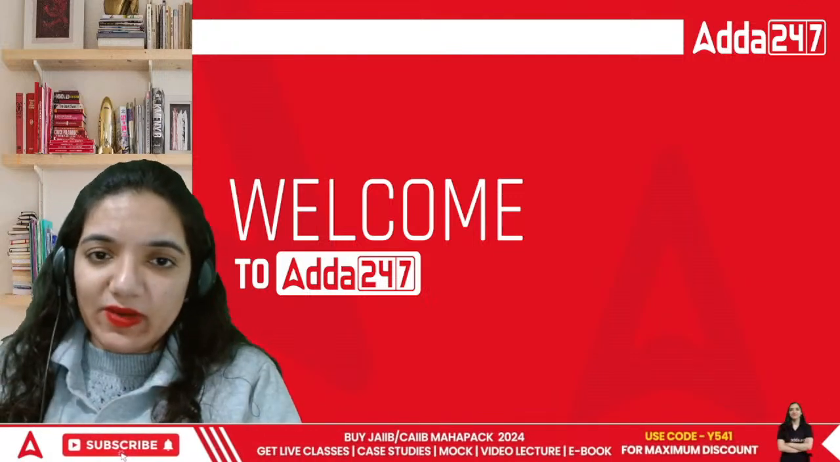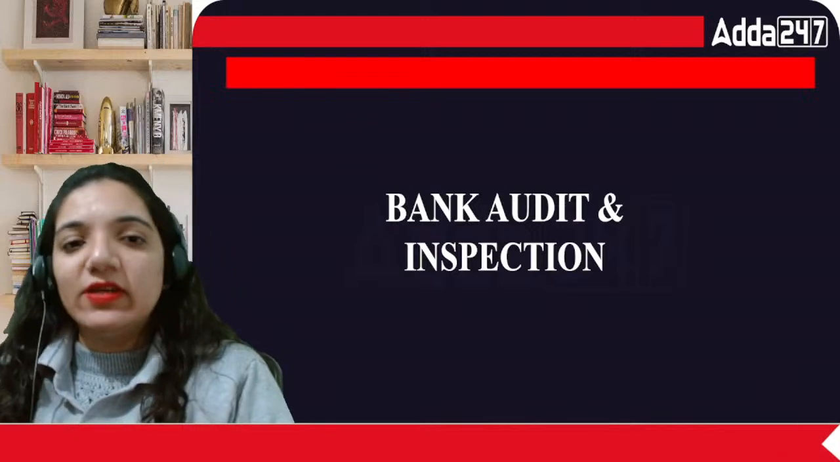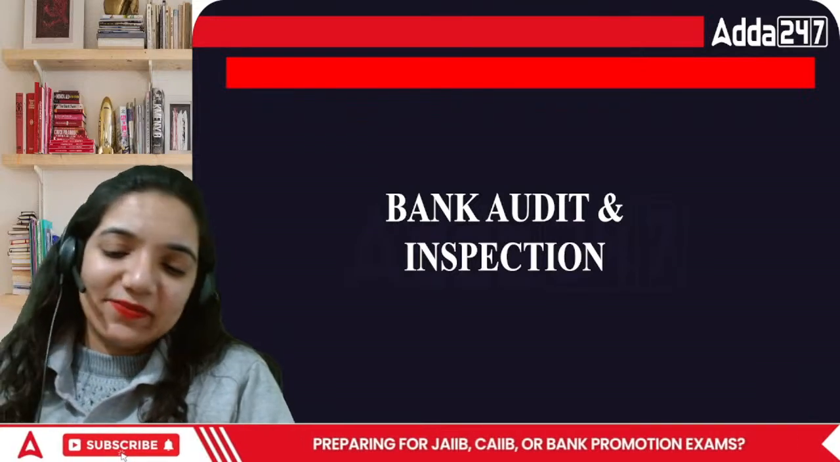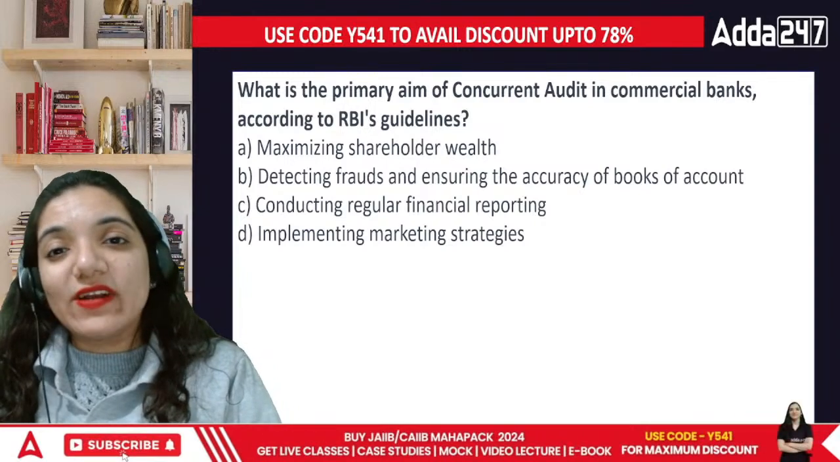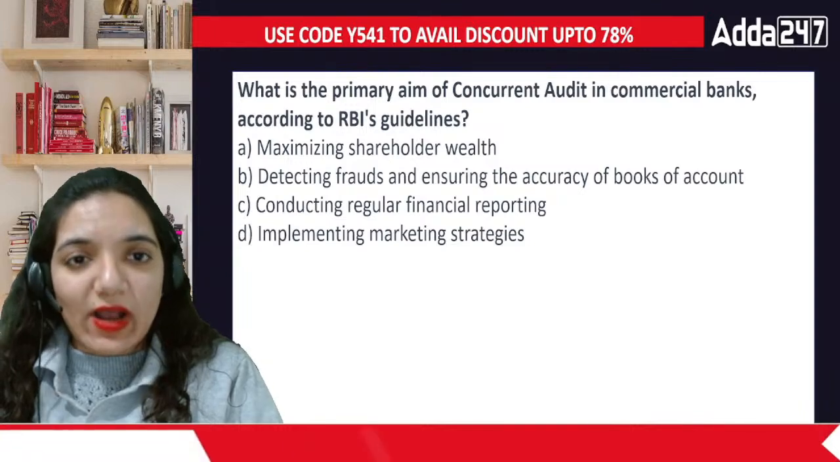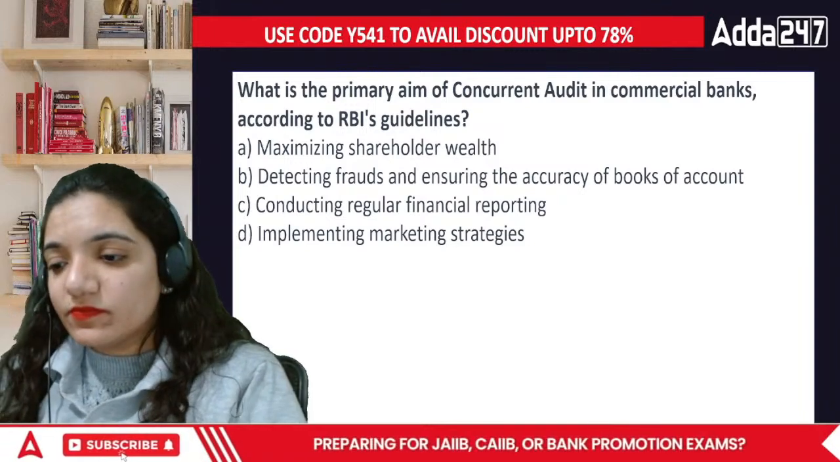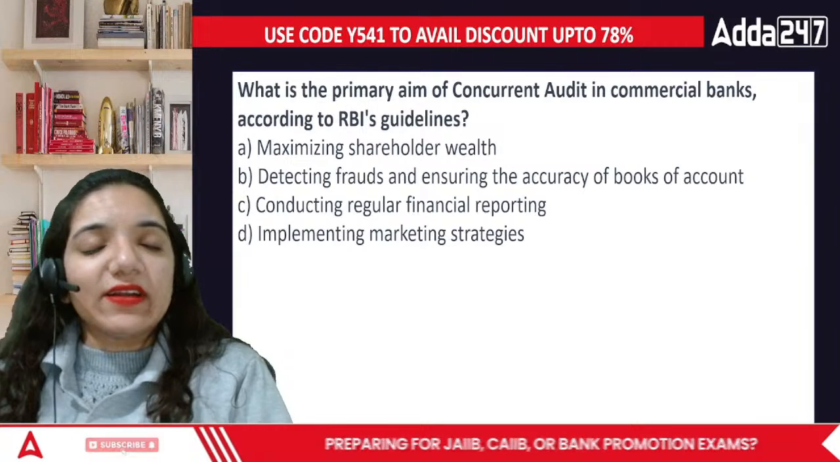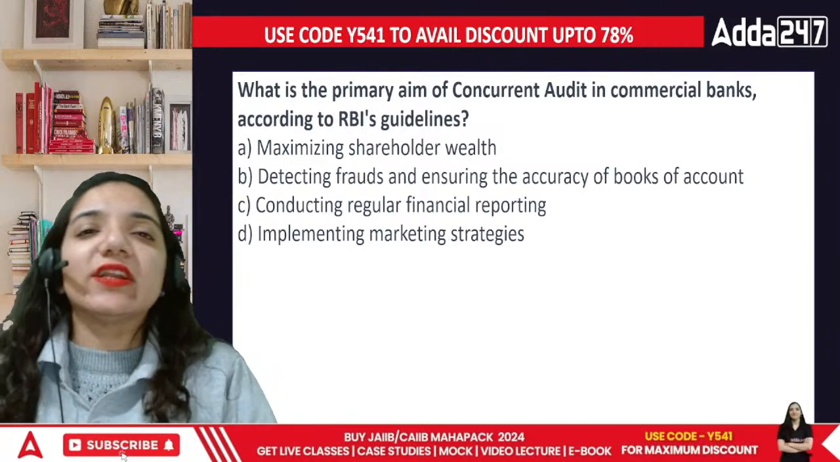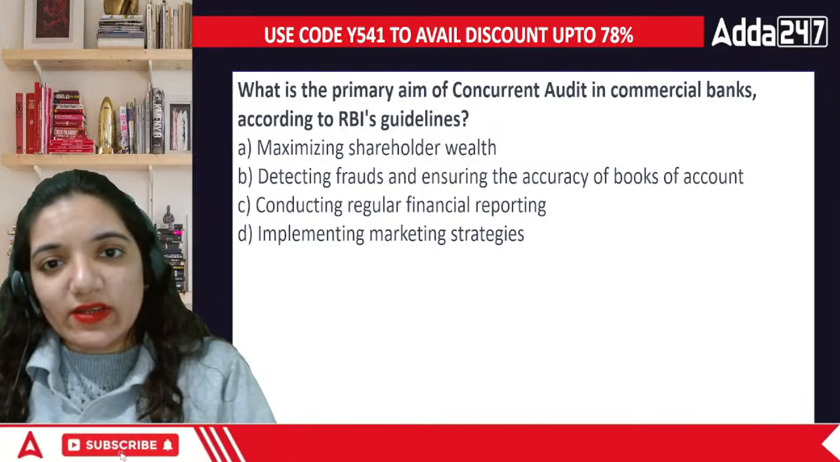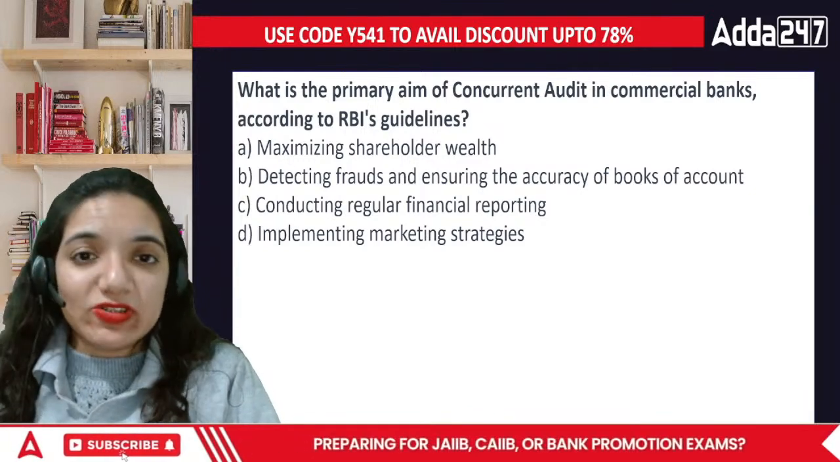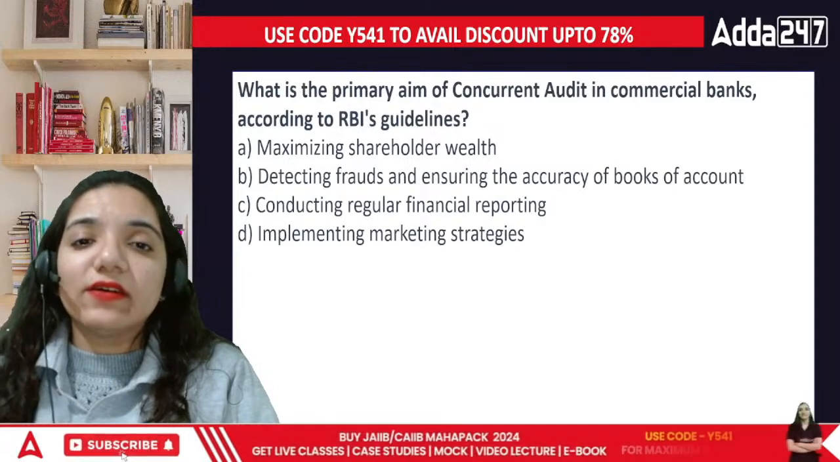Acha, what do we mean by this and what's exactly the thing about the bank audit and inspection? Okay. What is the primary aim of concurrent audit in commercial banks according to RBI guidelines? Now, the concurrent audit is an audit which is done every single month, right? So while you are working, we are checking. That's the particular ideology behind a concurrent audit.